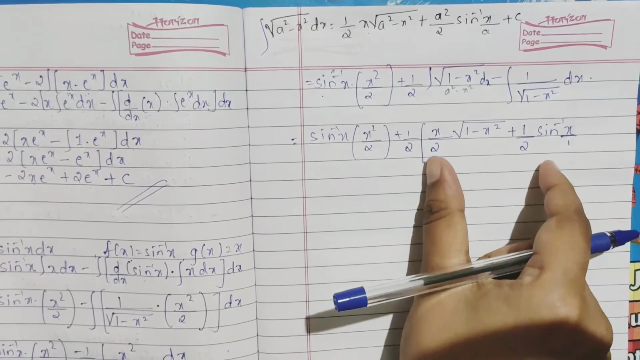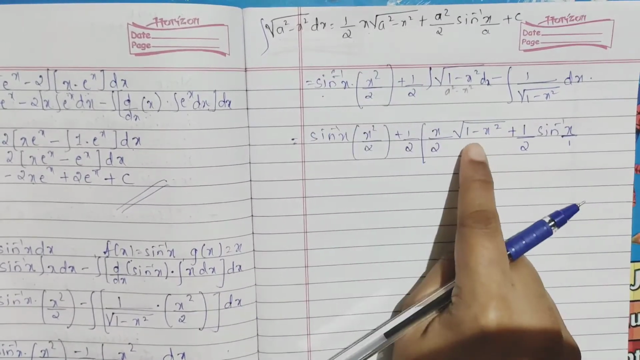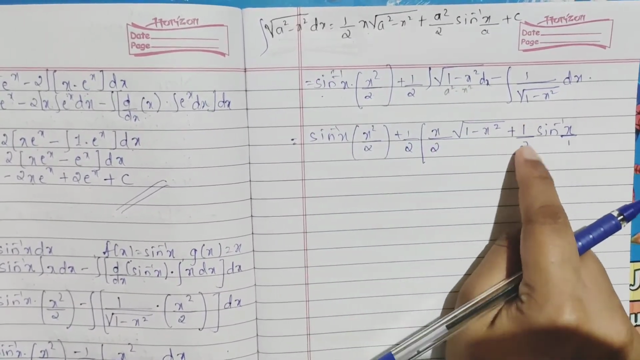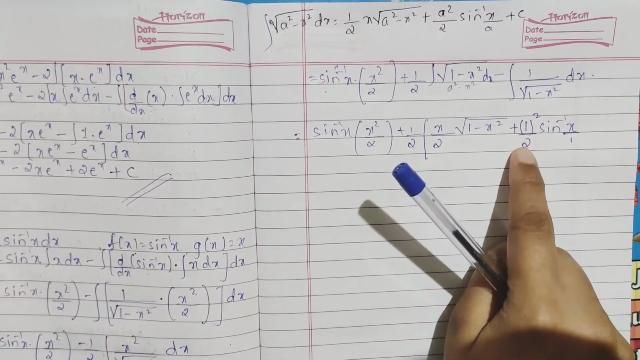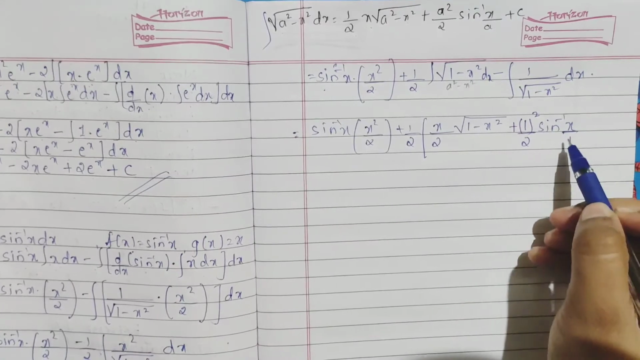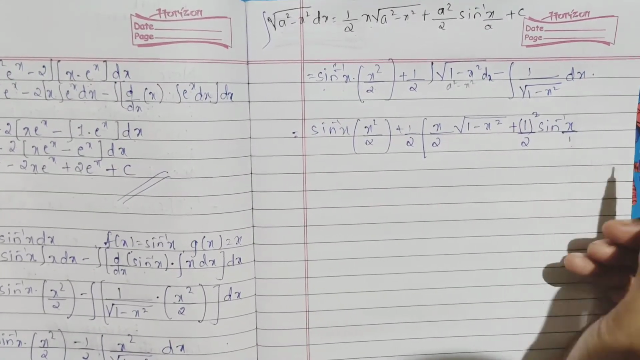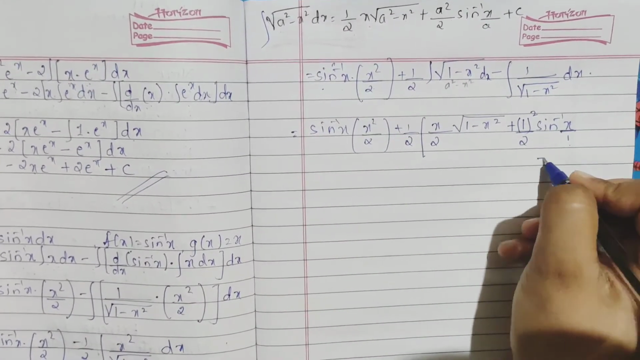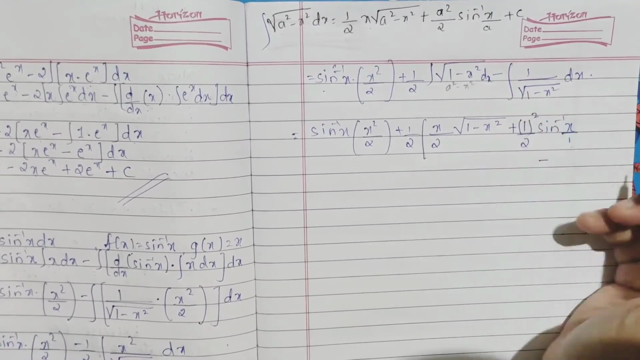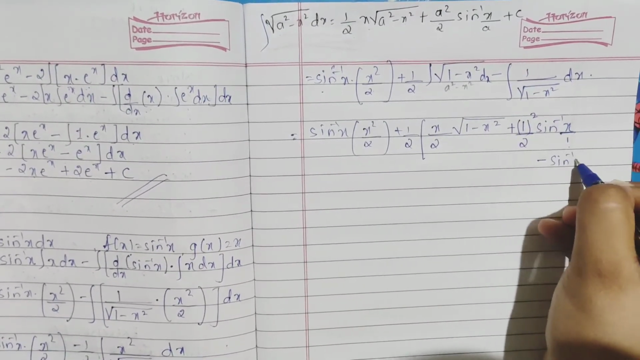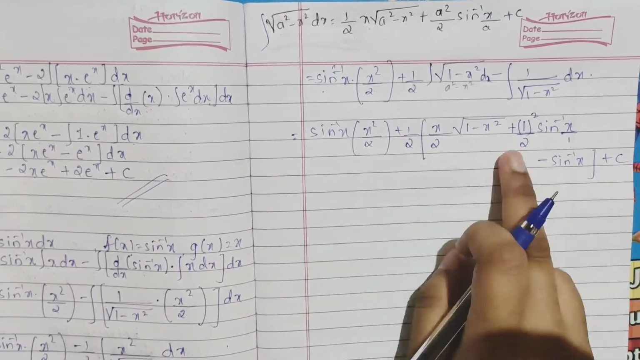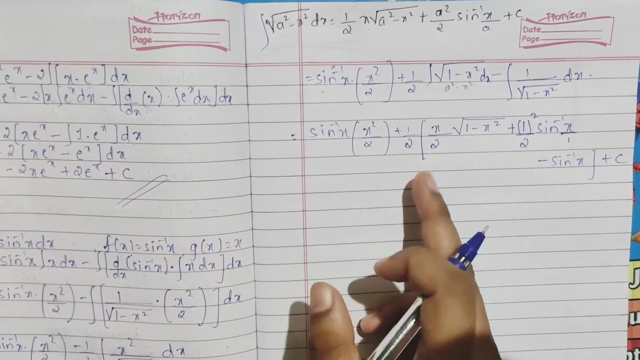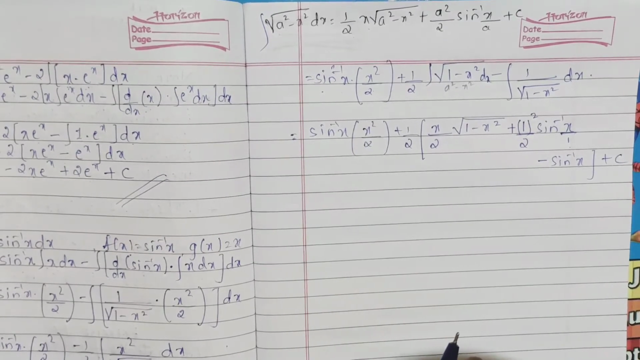Okay, you are getting the same. See, x by 2 root of a square minus x square plus a square by 2 sin inverse x by a, right? So this part becomes this, and this minus, the integration of 1 by root of 1 minus x square is what? Sin inverse x only, right? Plus c. If you want, multiply your 1 by 2 inside you can take, or you can leave it off. Okay.